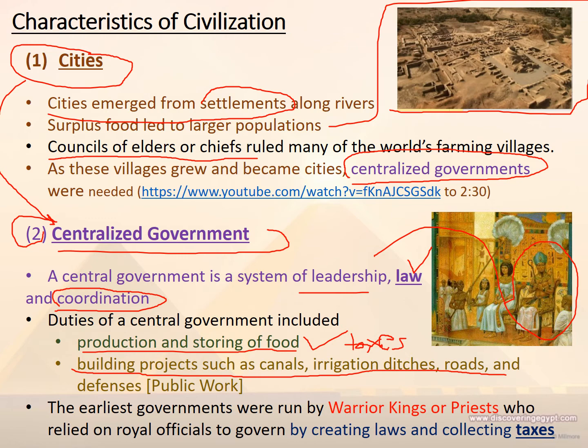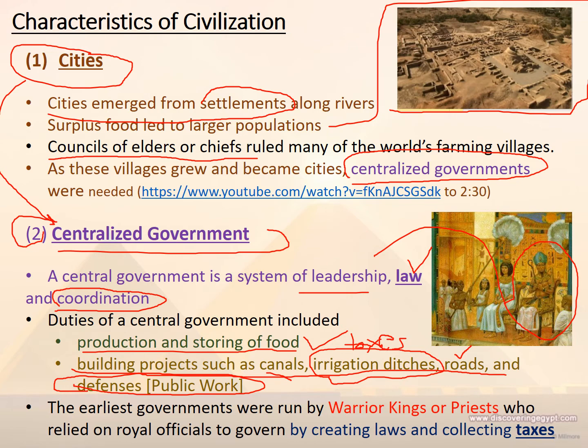They could have them build canals that would bring water into the city or into the farmland. They could build irrigation ditches that would cut out from the river and feed the farmlands far, far on either side of the river. They could build roads to make trade and travel easier. And they could build defenses like walls. Walls was one of the first things that cities and villages made.